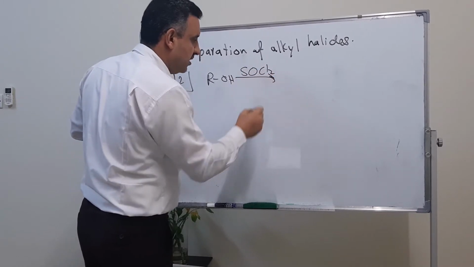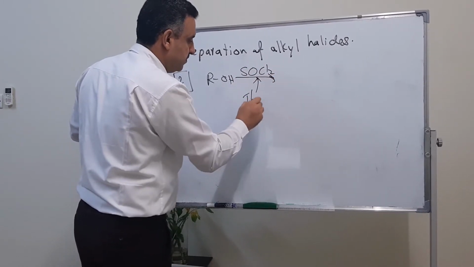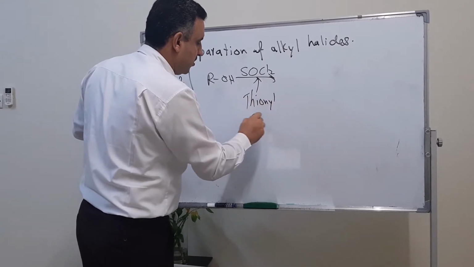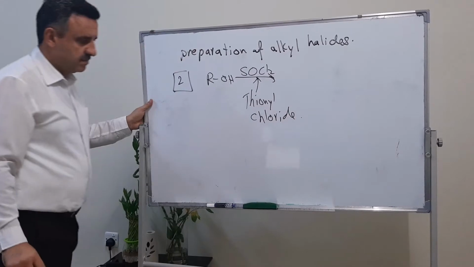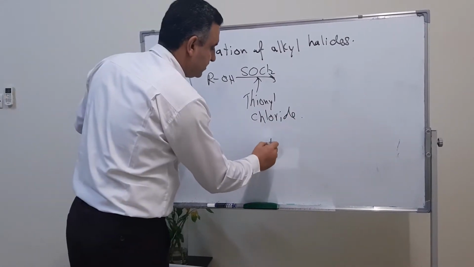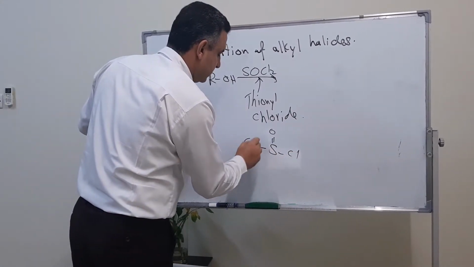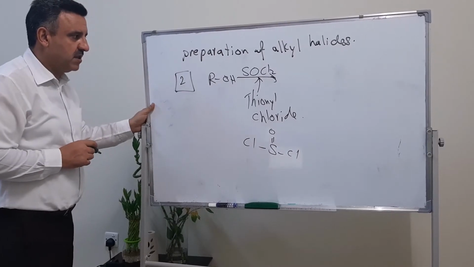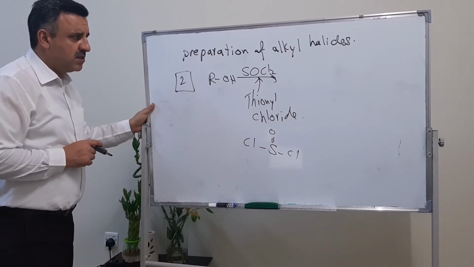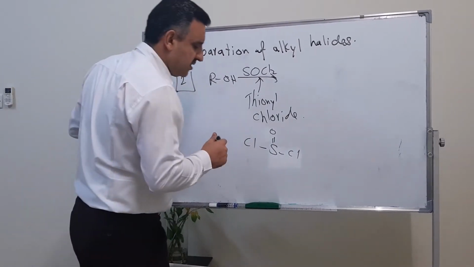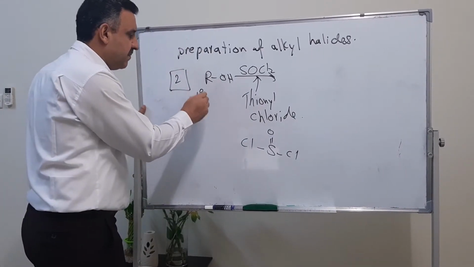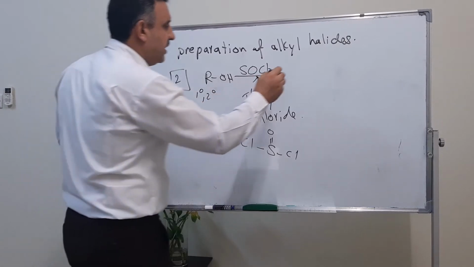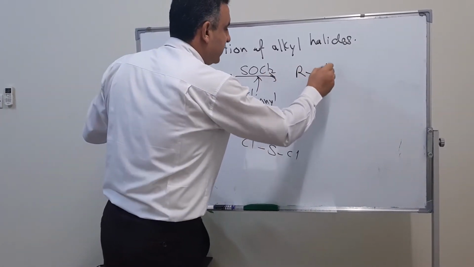This is called thionyl chloride, SOCl2. And the structure is simply S-O-Cl, thionyl chloride. If we allow the thionyl chloride to react with the alcohol, and mainly if we're talking about primary or secondary, then we're going to get RCl.